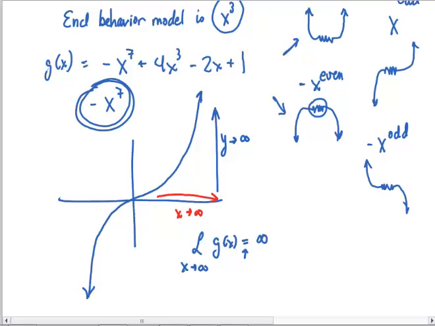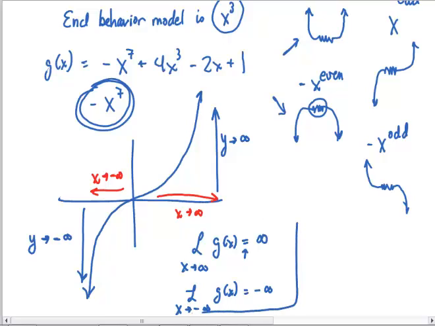And for the other end, you would have to consider x heading to negative infinity, and the y value is heading to negative infinity. The way you describe that with a limit is you would say the limit as x heads to negative infinity of g of x equals negative infinity. So these would be your two limit statements to describe the end behavior.